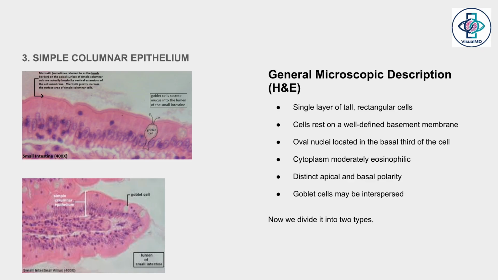Simple columnar epithelium features a single layer of tall rectangular cells with oval nuclei located in the basal third. Goblet cells may be present, and it is divided into 2 types.